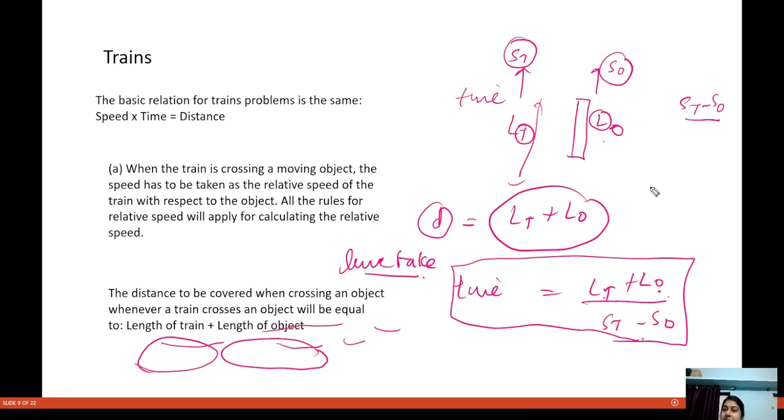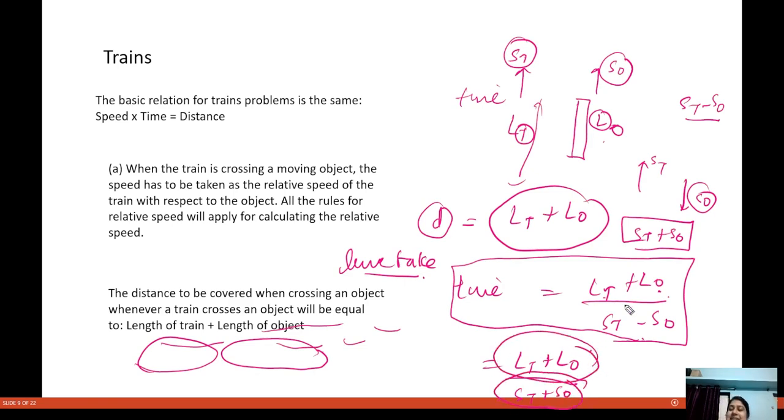Similarly, when the train is traveling in this direction and the object is traveling in the opposite direction, the relative speed will be ST plus SO. So the time taken to cross the object will be given by what? LT plus SO divided by ST plus SO. Okay, so this is the equation.